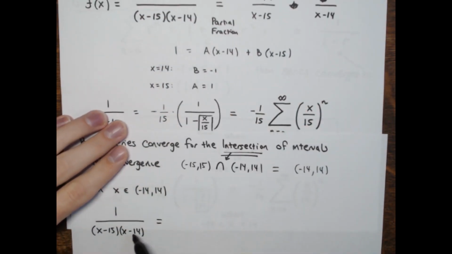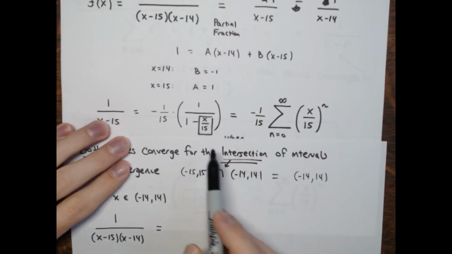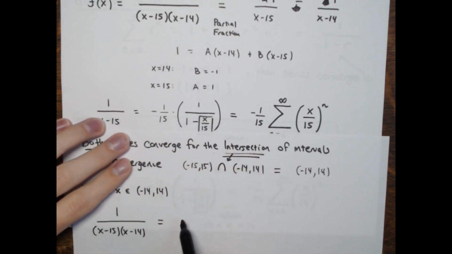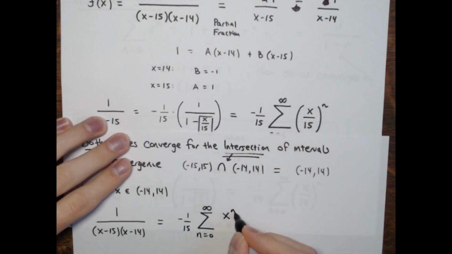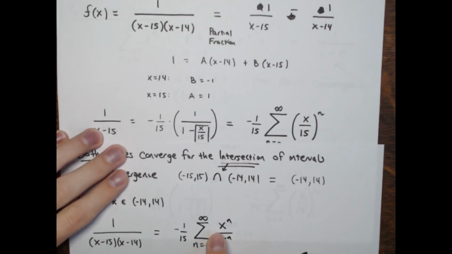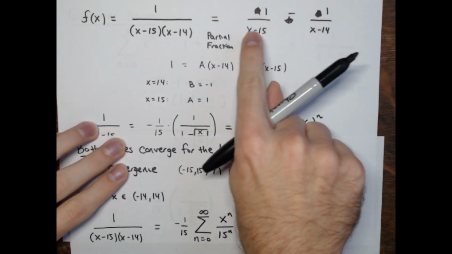So remember, this is equal to 1 over x minus 15, which was this series, -1/15 times the sum from n equals 0 to infinity. Now this x over 15 to the nth, I'm going to write as x to the nth over 15 to the nth. So that's the first term of our partial fraction decomposition.